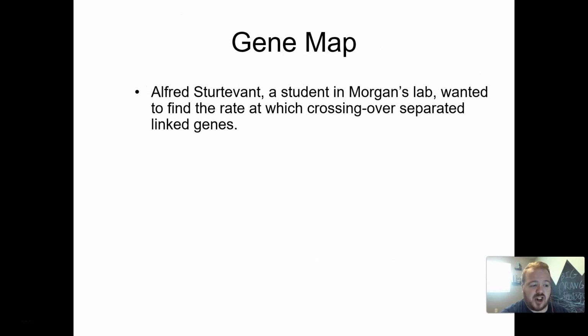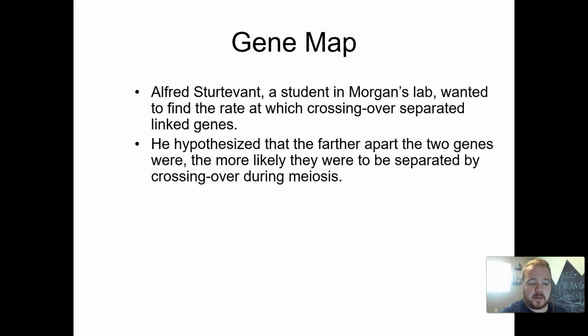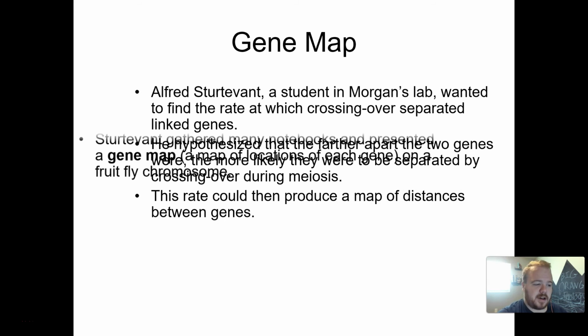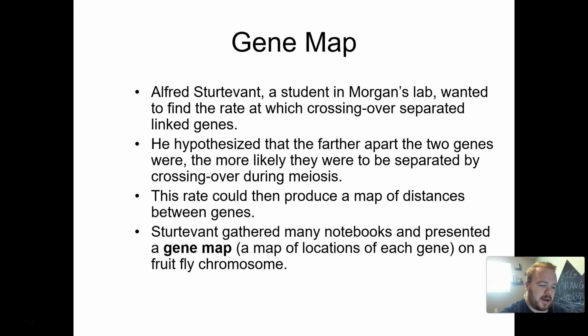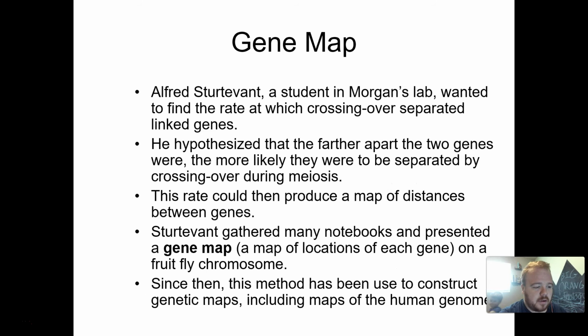This brings up the concept of a gene map. One of the students of Thomas H. Morgan, Alfred Sturtevant, wanted to find the rate at which crossing over separated linked genes. He hypothesized that the further apart two genes were, the more likely they were to be separated by crossing over. And this rate would produce a map of distances between genes. This is what's called a gene map. Now, gene maps are not 100% accurate, but they are pretty close. And this method is used to help construct maps, including maps of the human genome, so we know where genes are found on our DNA.